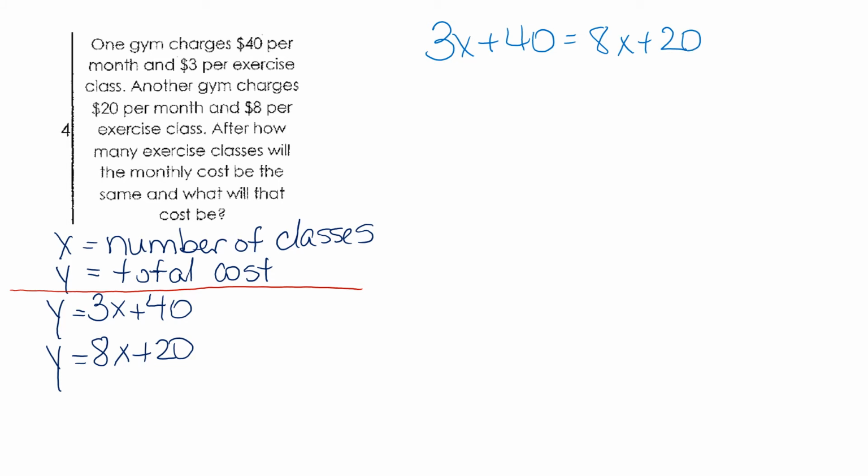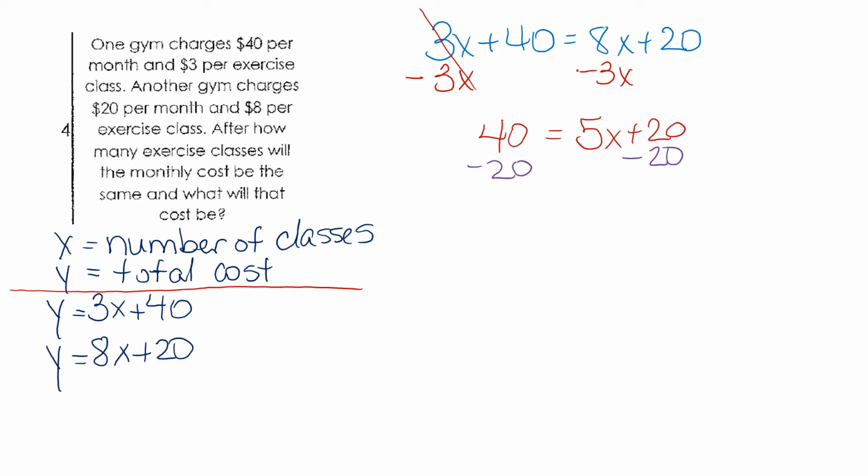So our goal is to get our x values together. So I'm going to subtract 3x on both sides of the equal sign. That would leave me with my 40, the equal sign, 8 minus 3 would be 5, keep your x, and then the plus 20. Now I'm trying to isolate that variable, so I'm going to subtract 20 on both sides. So that would be 5x equals 20. And then my final step would be to divide both sides by 5. So that leaves x to be 4.